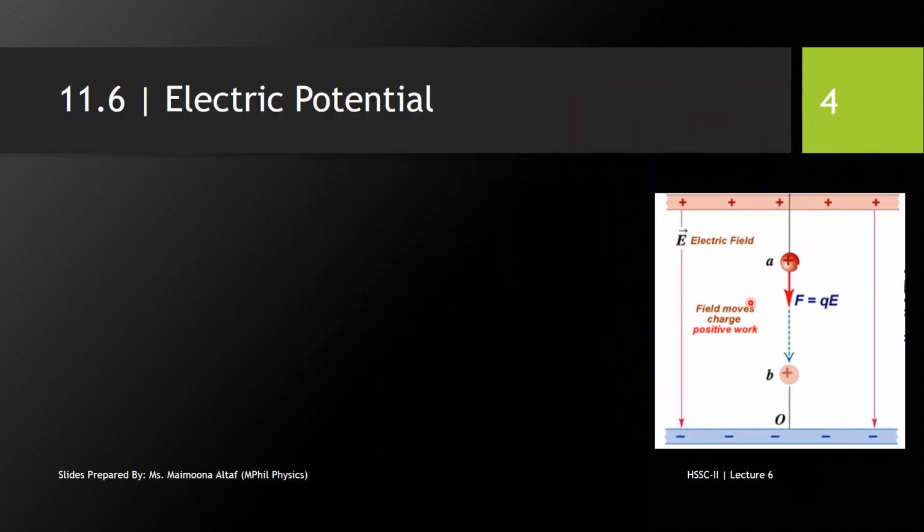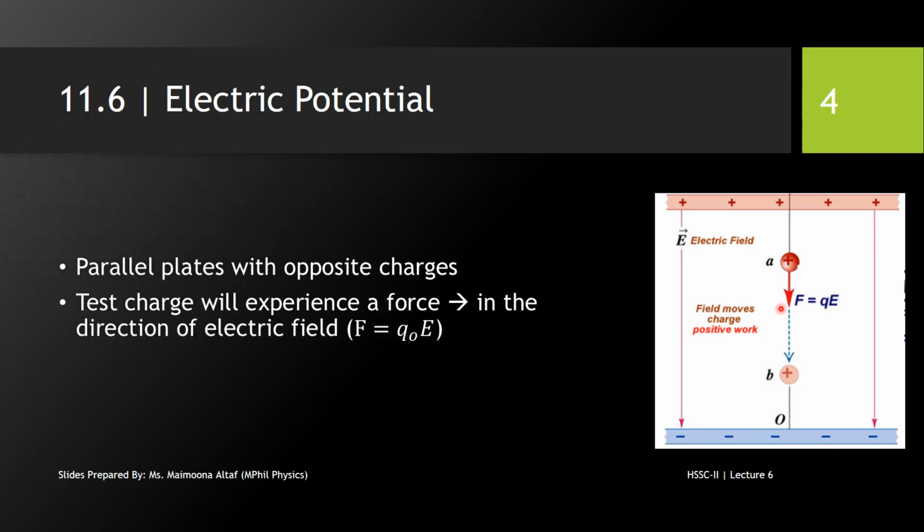Now let us consider a positive charge Q which is placed between the oppositely charged parallel plates. This charge Q will experience a force equal to QE, due to the presence of the electric field. If the charge is allowed to move freely in an electric field, it will move from plate A, the positive plate, towards the negative plate, which is plate B. And it will acquire kinetic energy.